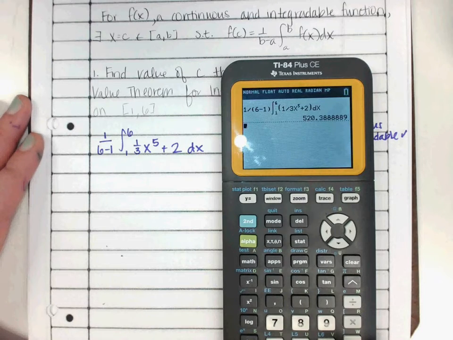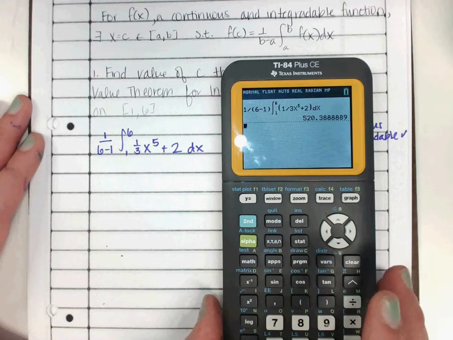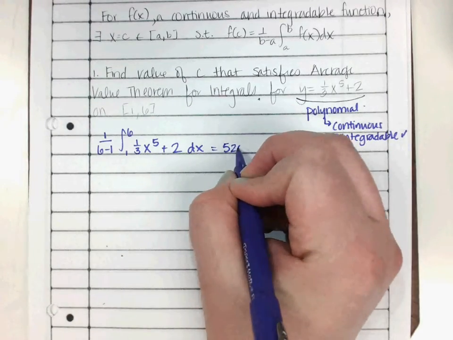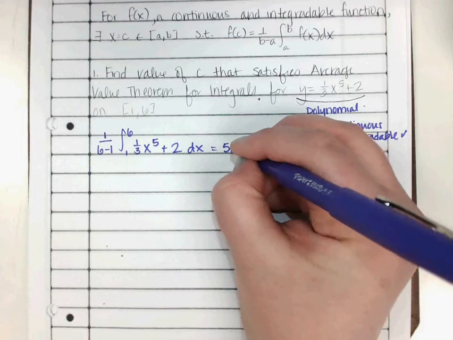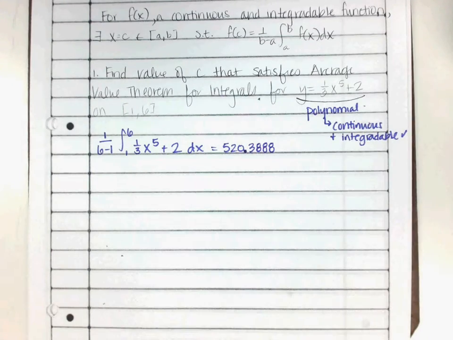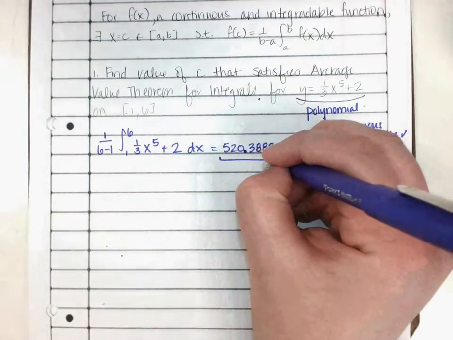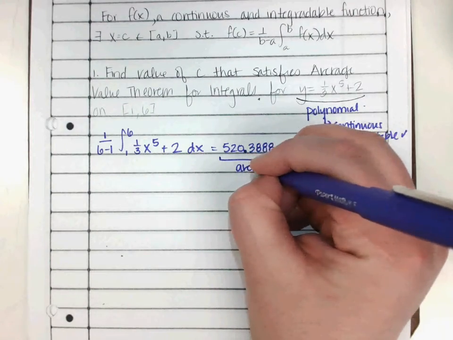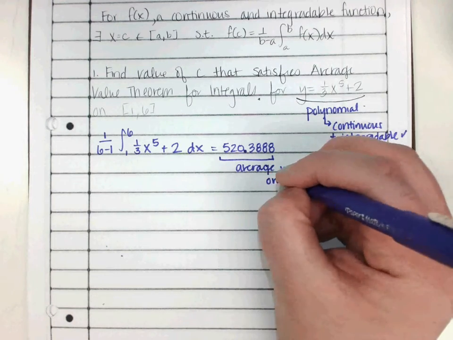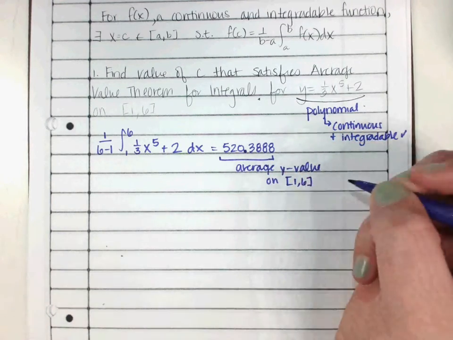Okay, so it comes out to be 520.3888. Write that down. Now remember, you can round at the 4th decimal if you want to, but you can truncate it as well, as long as you go to 4. So what this means is that is the average y value on the interval from 1 to 6.